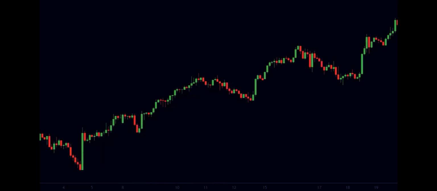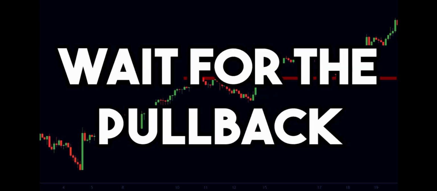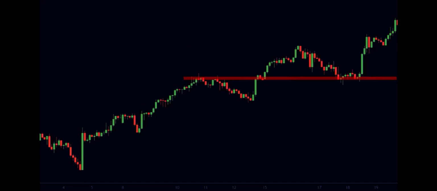For the uptrend to be intact, we expect the price to break above this resistance level. That breakout happened on this candle. Now, the second step is to wait for the pullback. We want the price to pull back to this resistance level that has now turned into a support level. We will look for an entry around this area.